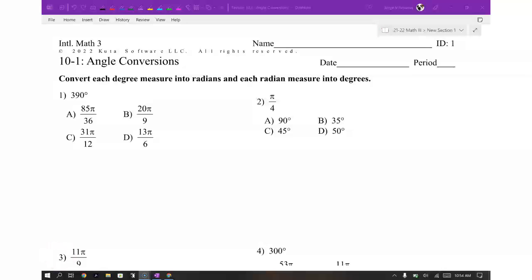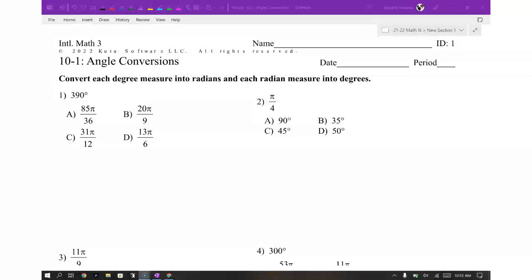Okay, so we are going to be working on angle conversions today, from degrees to radians and radians to degrees. But like I mentioned earlier, before I started recording, I want to just go over what a radian measure is. Again, a radian measure definition is not something that you have to understand in order to do this homework. Even if you didn't understand it, you can still do the homework just fine.